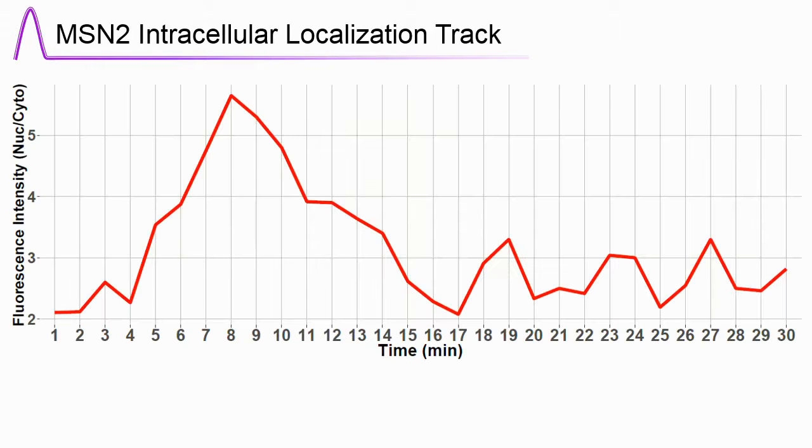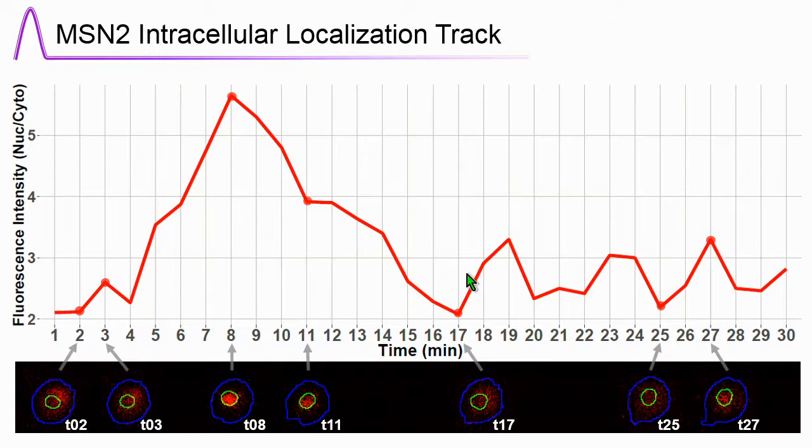Okay, here I'm going to show you first the tracking data. On the x-axis is the time scale, on the y-axis the fluorescent intensity of nucleus over cytoplasm. Basically, that's the index of MSN2 nuclear occupancy. And the red line shows the track of one single cell over time. Just to show you the track is faithfully reporting what's really happening, I'm going to show the real cell images for the highlighted dots.